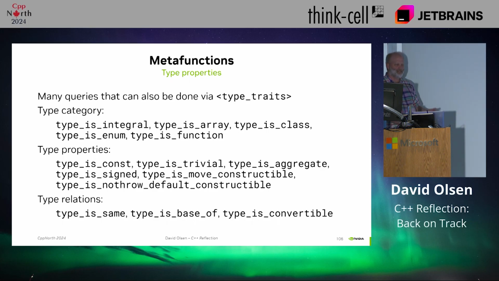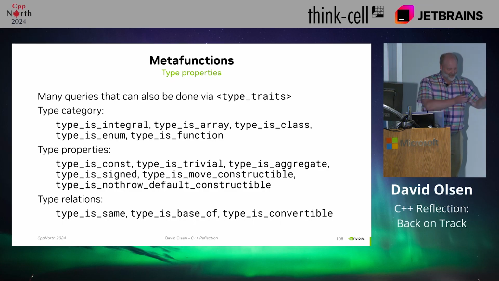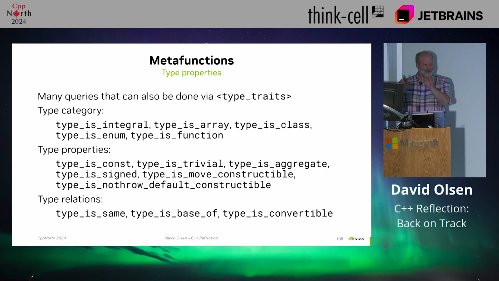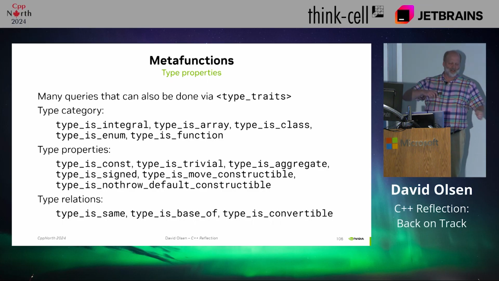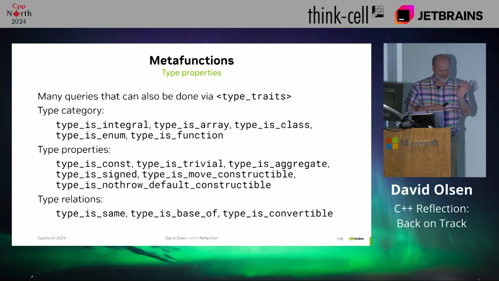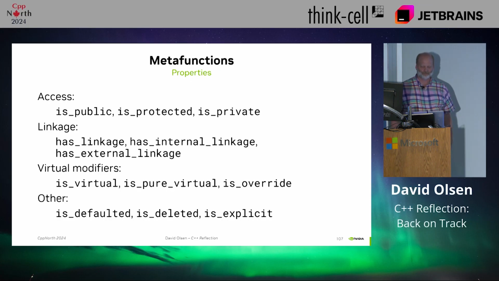All the queries that you can do with type traits, you can do with these meta functions using reflections of the types. They have the same names except that the word type is at the beginning. With type traits, you already know that the thing you're asking about is a type because that's the only thing it works on. With the meta functions and reflections, the reflection can represent anything. So if you want to ask something specifically about a type, you need to distinguish that in the name. Otherwise, there would be conflicts, like for is function and is enum and some of the other functions. So everything you can do with type traits, you can do with reflection.